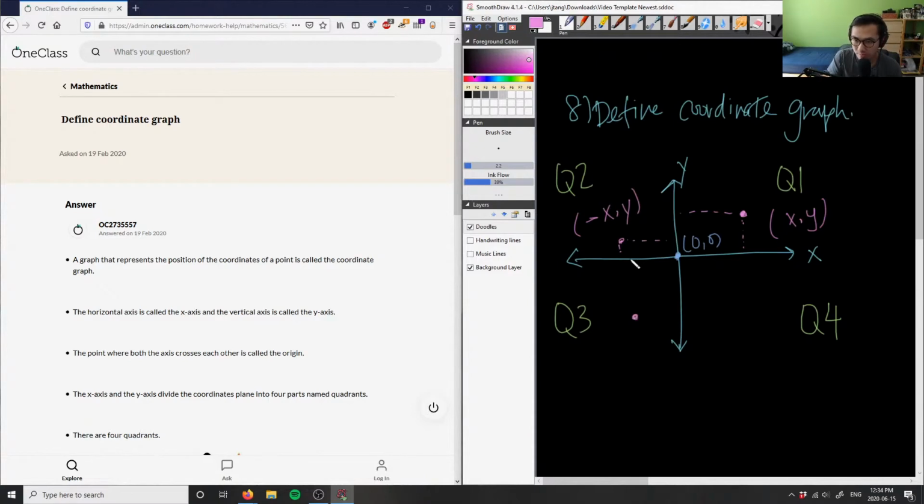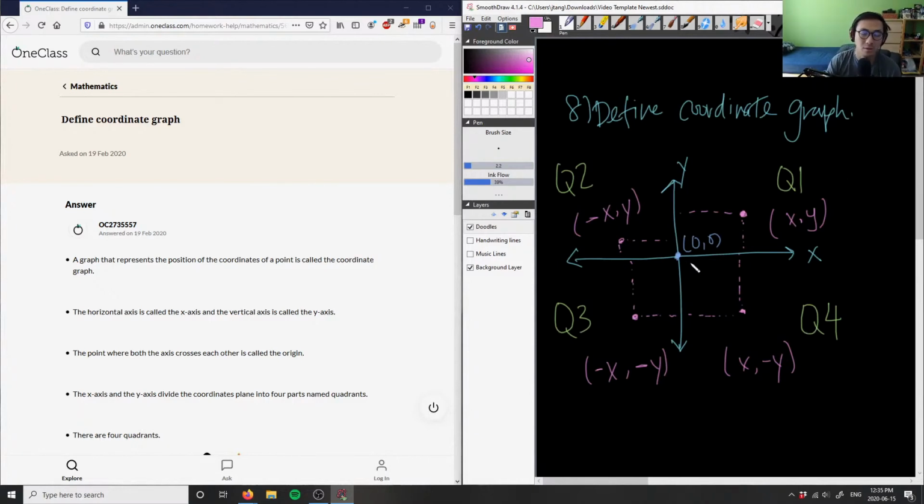In this quadrant, this guy would be a negative x still, because again, it's to the left of x. And in terms of the y, this is also a negative y, right? Because it's below 0 in terms of the y. And then finally, this point here would have a positive x value because it's to the right, and a negative y value because it's below this point here. So again, we have 4 different points here, 4 different quadrants, and this is how we define a coordinate graph here.